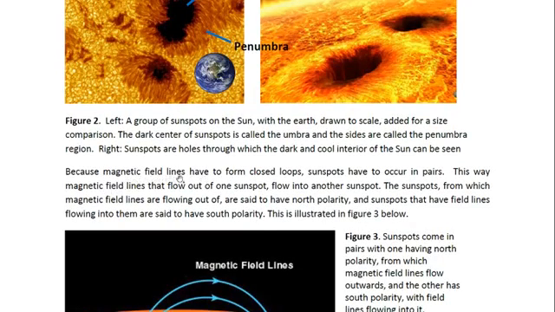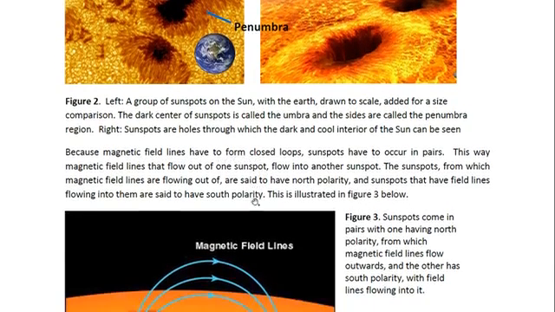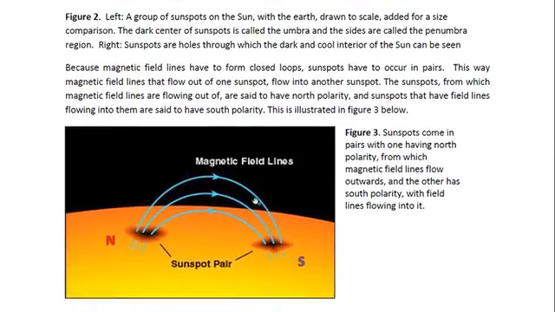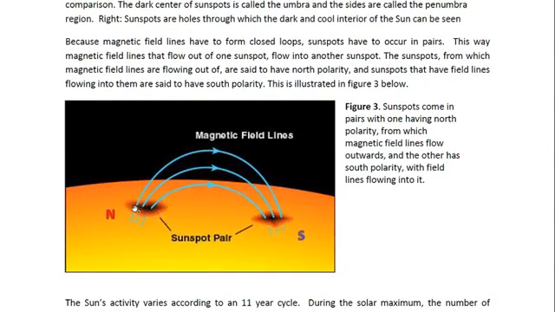Because magnetic field lines have to form closed loops, they come in pairs. So we always have a pair of sunspots. One is called a north polarity sunspot, out of which the sun's magnetic field lines flow, and the other one is called a south polarity sunspot, and the magnetic field lines flow into that one, because magnetic field lines have to form closed loops, so the loop would close inside here somewhere.